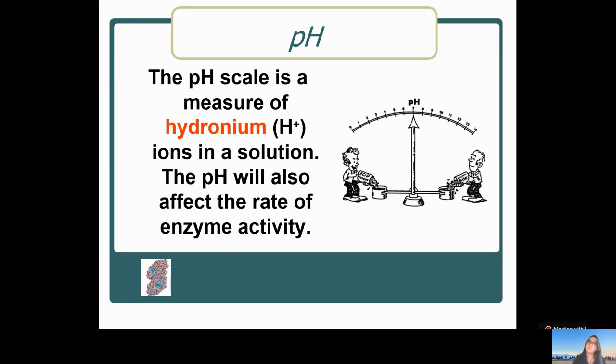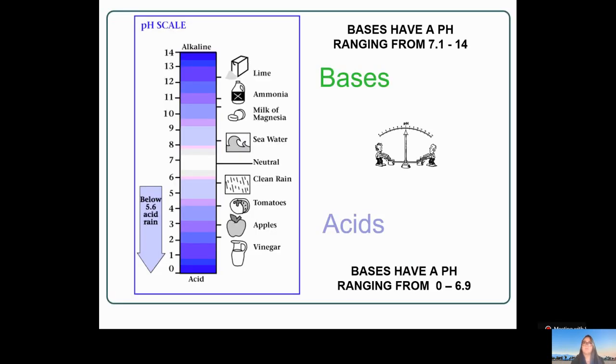So if it has too high of a pH, it's too basic, or too low of a pH and it's too acidic, the enzyme can vary in activity. So again, if you don't remember, for a pH scale, the bases are the ones that are higher up and the acids are when they are lower down. Remember, 7 is the neutral amount.